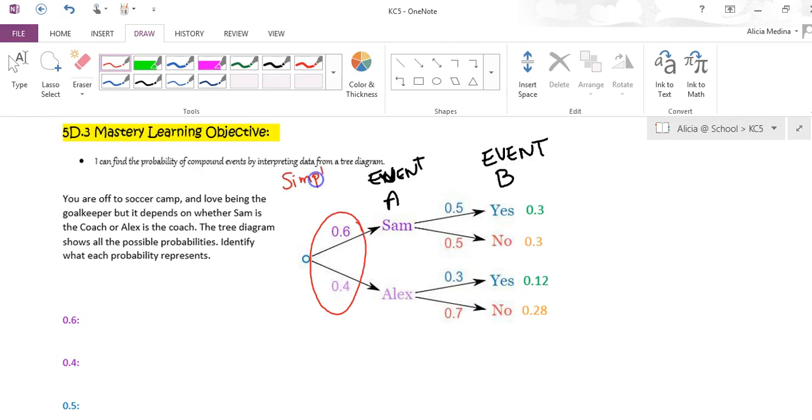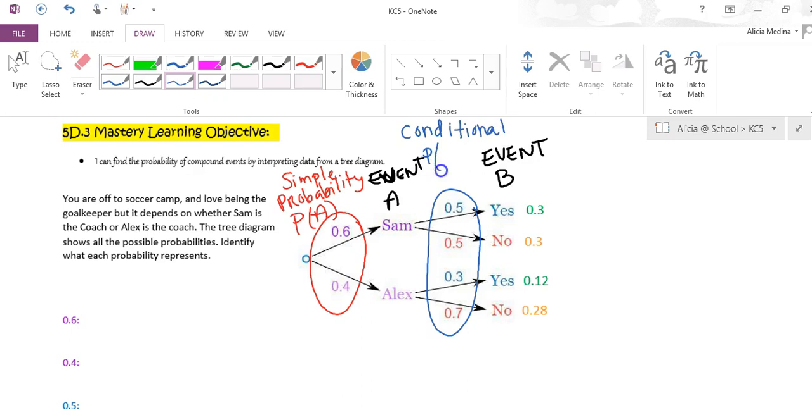So this is simple probability, right? It's the chances of only one thing happening. Is Sam the coach or is Alex the coach? So this is going to be the probability of whatever event A is happening, okay? Our next option here is going to be these ones right here. And these are my totals of being goalie given that someone else is already being coach, right? Given that Sam is the coach or Alex is the coach. So something obviously happened before, and that's determining, yes, if I'm playing or no, if I'm not playing. So this column right here is going to be conditional probability.